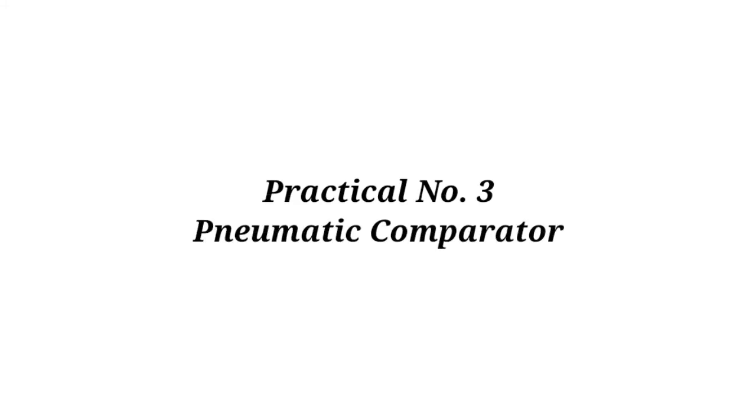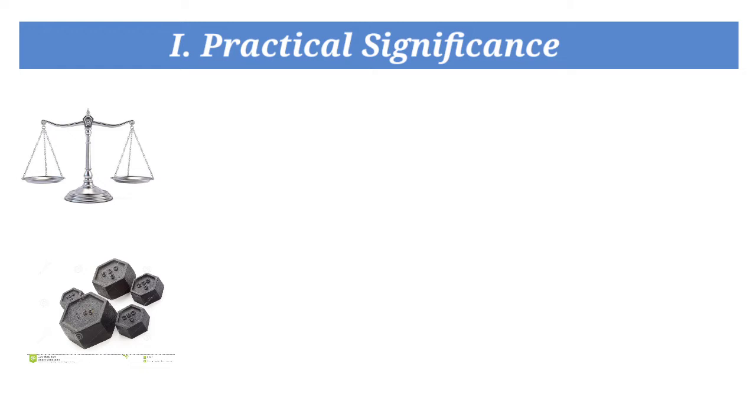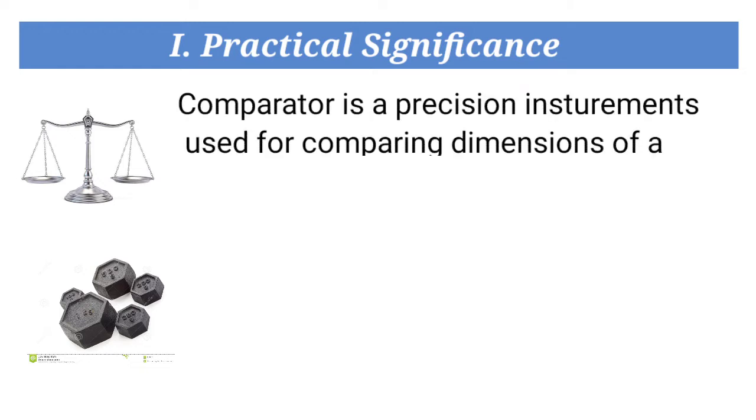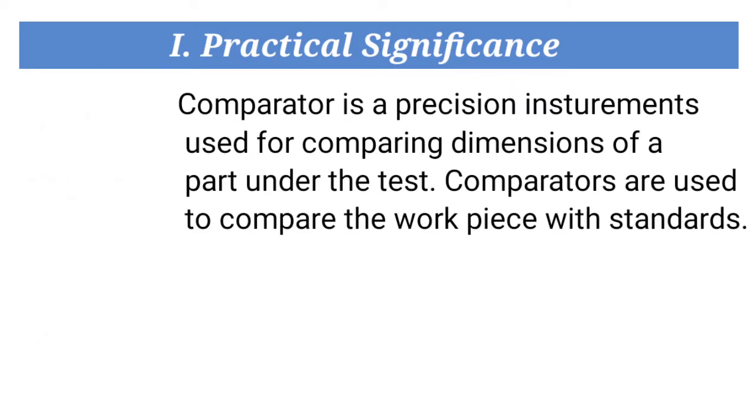Practical number 3. Use of a pneumatic comparator. First is a practical significance. Comparator is a precision instrument used for comparing the dimensions of a part under the test. Comparators are used to compare the workpiece with a standard.